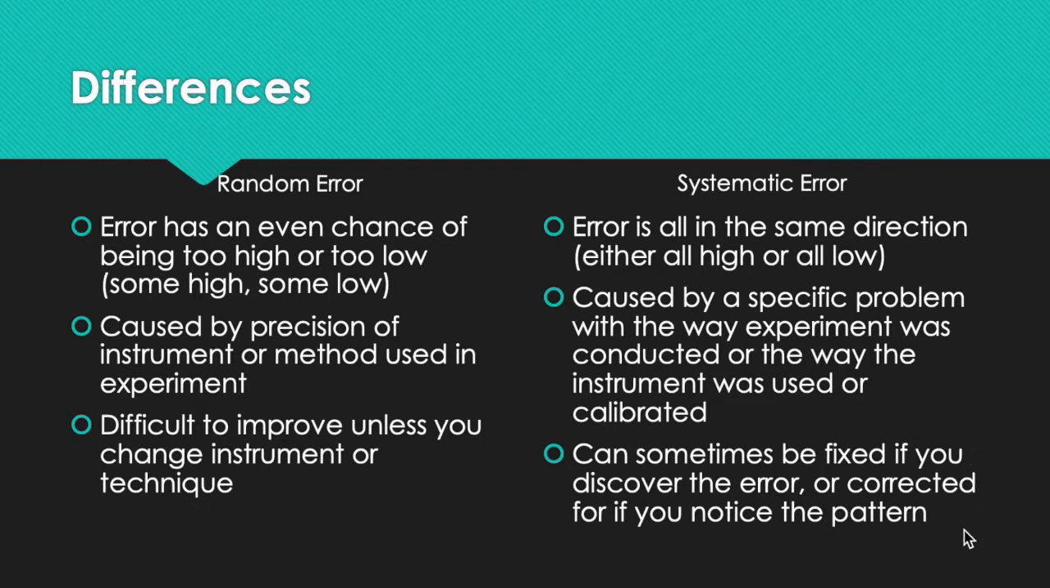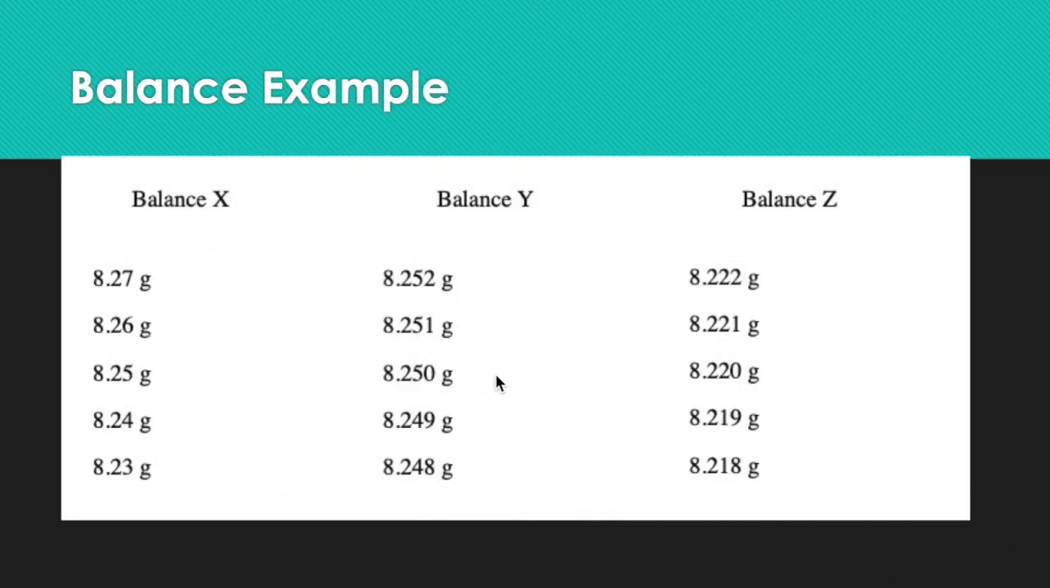Or if you can find the instructions to the scale, maybe there's a knob or a button that you can recalibrate it. So let's say that we have a mass that is 8.250 grams, and we're measuring it with balance Y, and we're measuring it several times. A lot of times it's coming out to be 8.250 grams, but there is a limitation to every instrument, so every once in a while it can be plus or minus 0.001 grams.